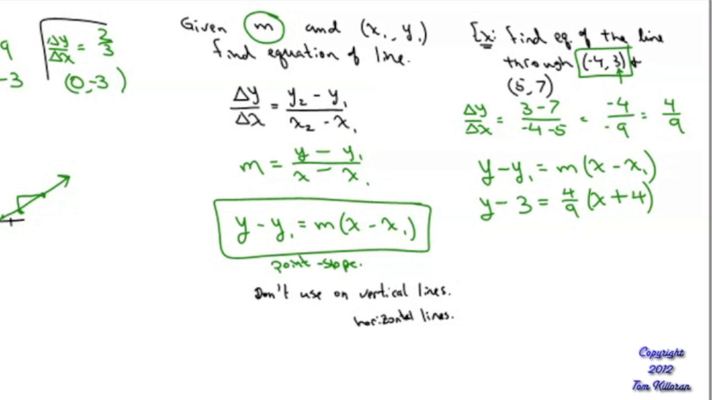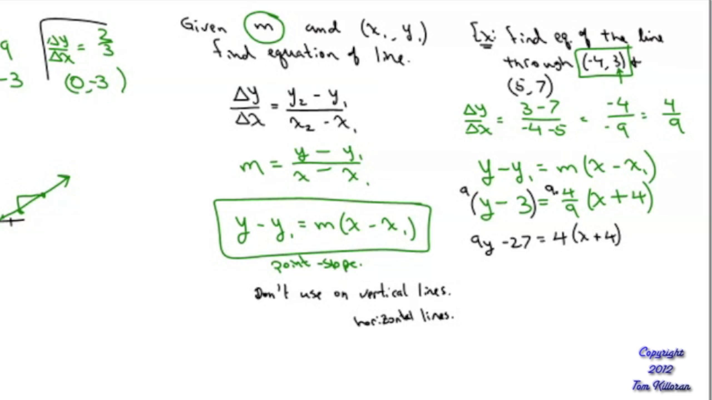So what would I do? Get rid of the fraction. I can't stand fractions. So I'm going to multiply both sides by 9. Take this entire side, multiply by 9. Take this side, multiply by 9. When this 9 and this 9 cancel, the 9 is gone. Do not distribute it any further. It doesn't go anywhere. This becomes 9y minus 27 is equal to 4 times x plus 4.